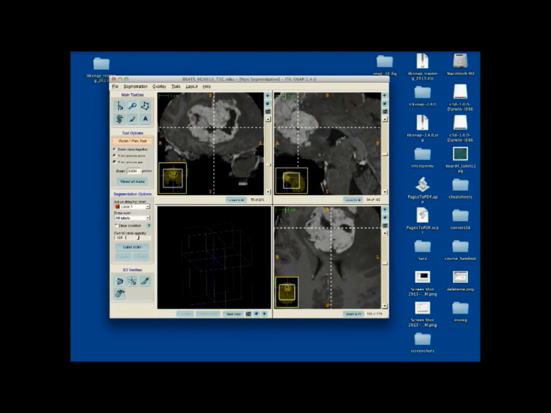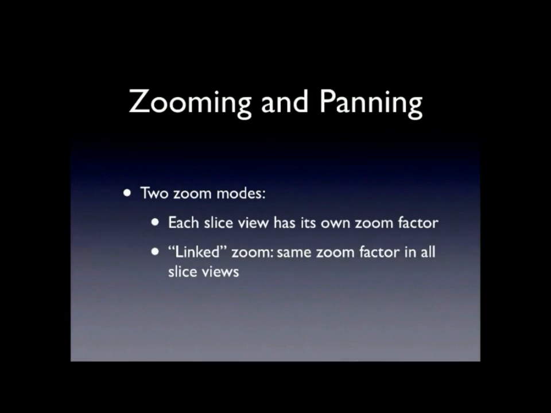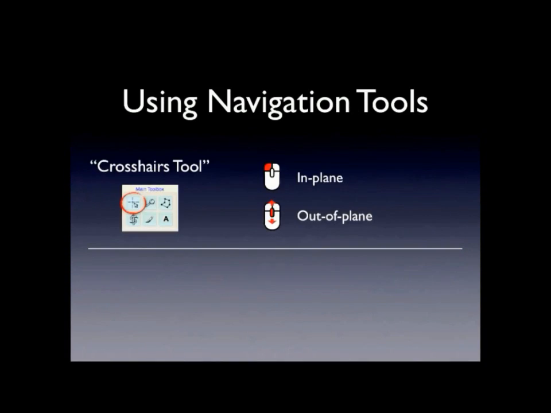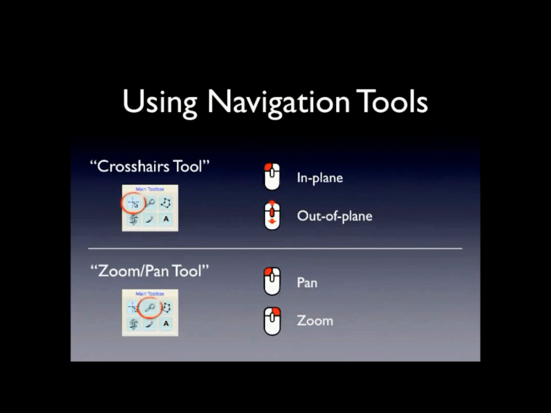Okay, so while you're practicing this, let me skip a couple slides and just show this slide so that it's very clear. So for moving the cursor, we use the crosshairs tool, which is highlighted there. The left mouse button gives us in-plane motion, and the mouse wheel gives us the out-of-plane motion. In the zoom pan mode, the left button pans, and the right button, holding it down, moving up and down, zooms.